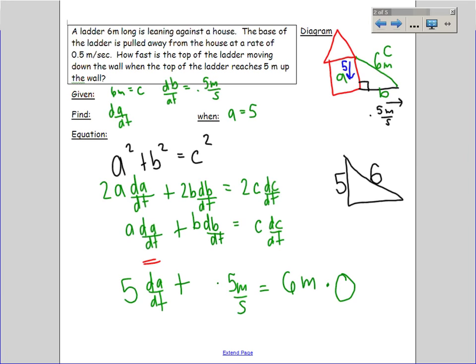We are going to have to do a little bit of math and realize that when this leg is 5, we need the length of this second leg. We are going to use the Pythagorean Theorem. 6 squared minus 5 squared is going to be b squared. So b is going to be the square root of 11. I'm going to come down here, and for b I'm going to have the square root of 11.